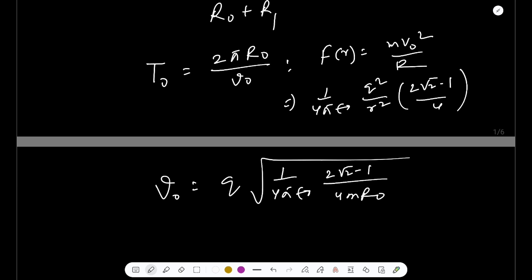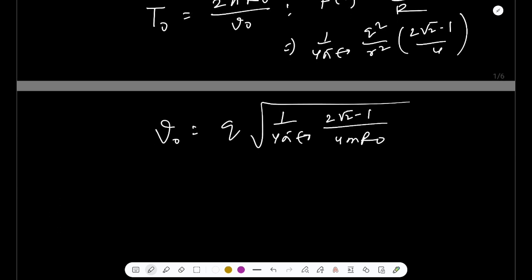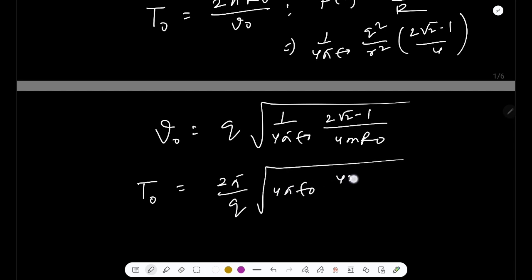Such a speed must be imparted to the point masses so they can move along a circle of radius r naught. And when they are moving in a circle of radius r naught, their time period is simply T naught equals 2 pi r naught by v naught, and you can put the value of v naught here, and you will get ultimately T naught equals 2 pi upon q, square root of 4 pi epsilon naught 4 m r naught cube by (2 root 2 minus 1).